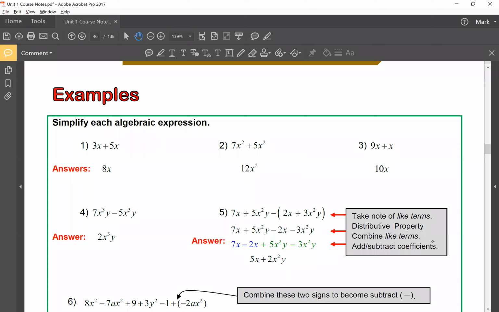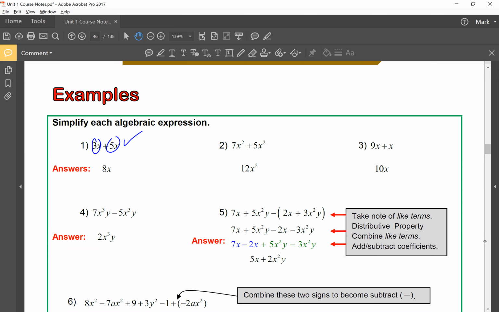So number 1, 3x and 5x. These are definitely like terms. I just add together these numbers. Now I don't mess with the x, right? This is like saying 3 Land Cruisers plus 5 Land Cruisers. I would have 8 of them. So I add the coefficients.